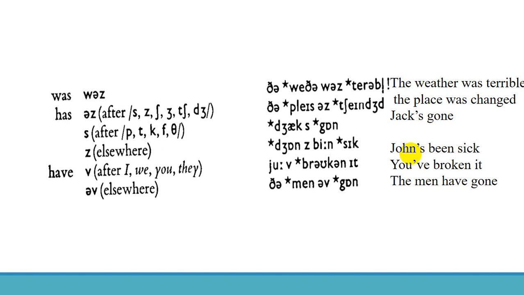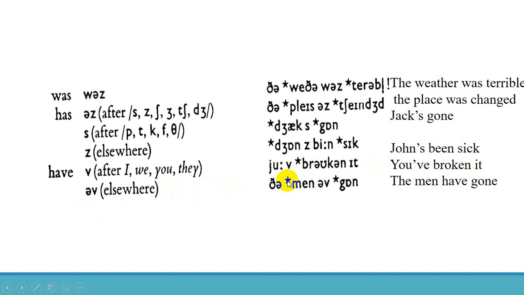We have. It is pronounced in two ways. The after I, we, you, they. هذا المختصر اللي متعودين عليه من نقول I've, we've, you've. Okay. Like ev with a schwa, ev elsewhere, في أي مكان آخر. For example, you've broken it. You've broken it. Then. وكذلك ال if elsewhere.